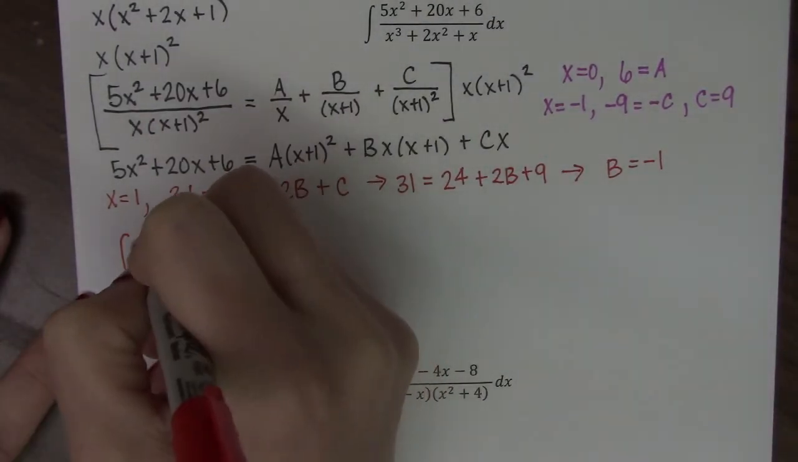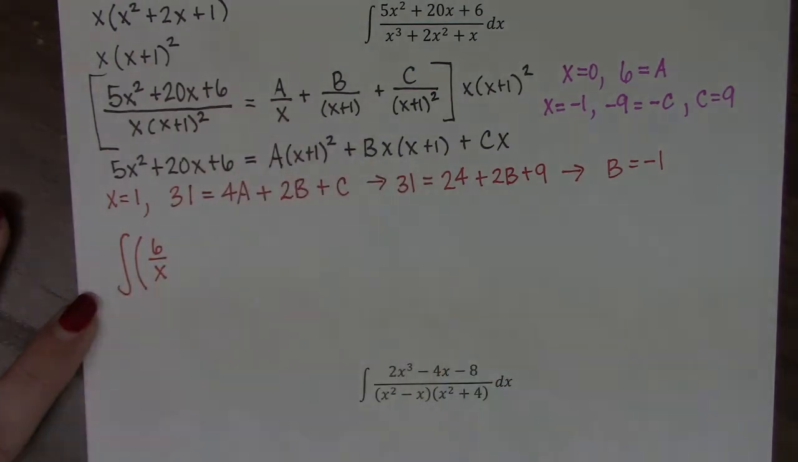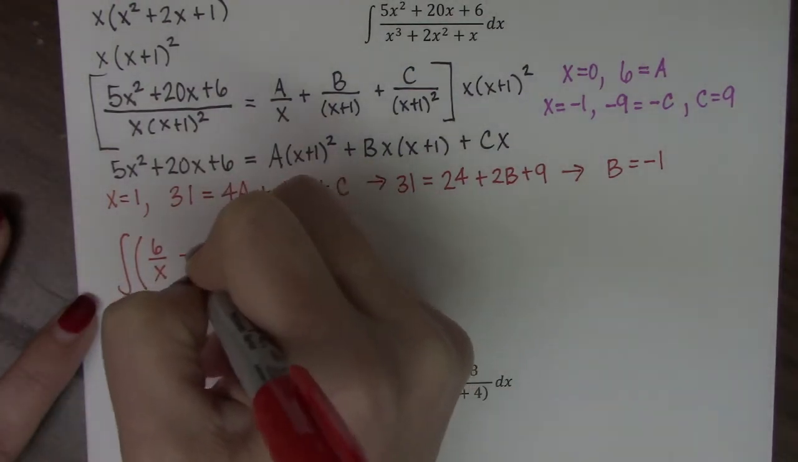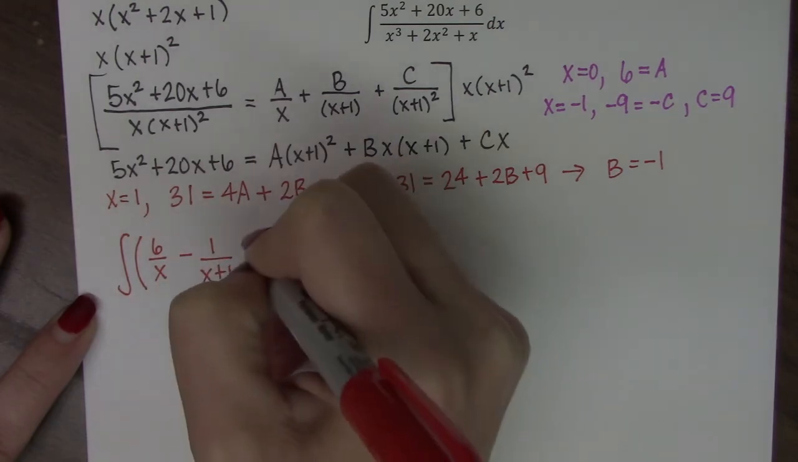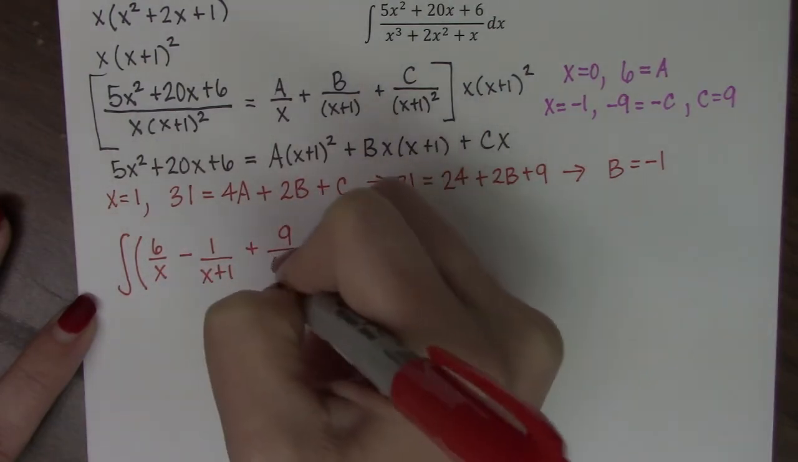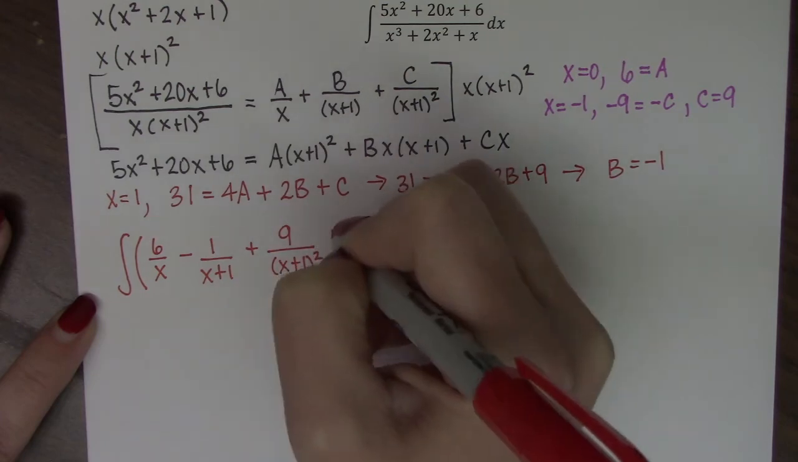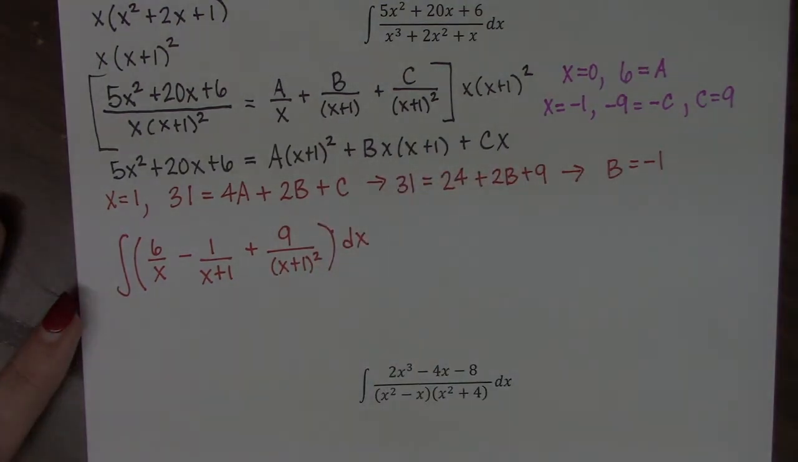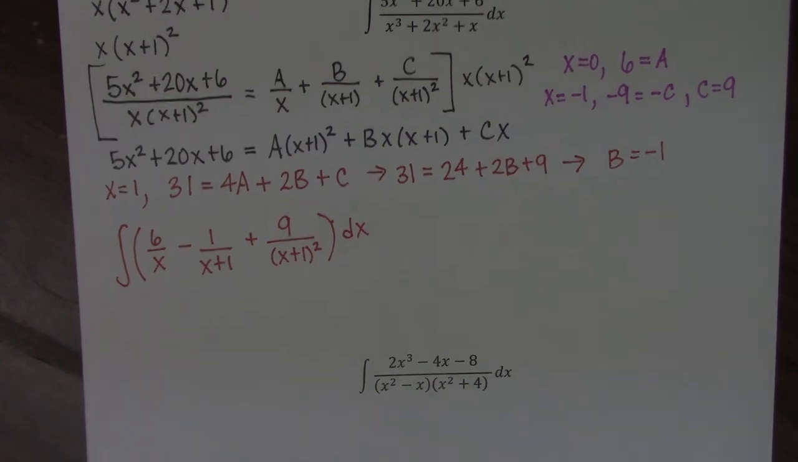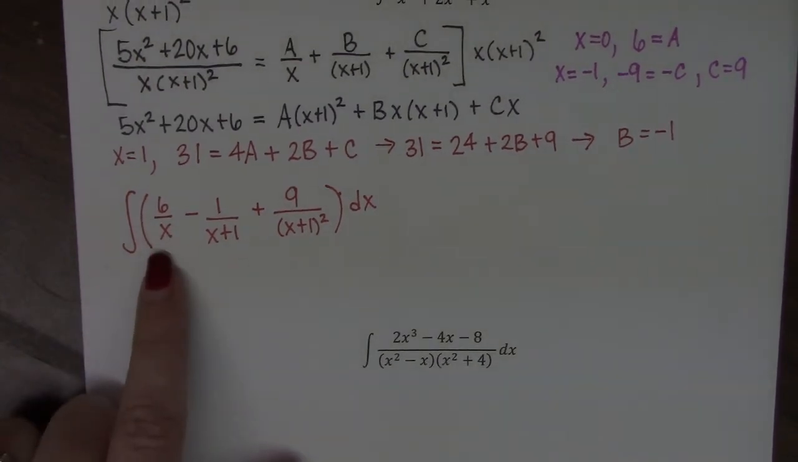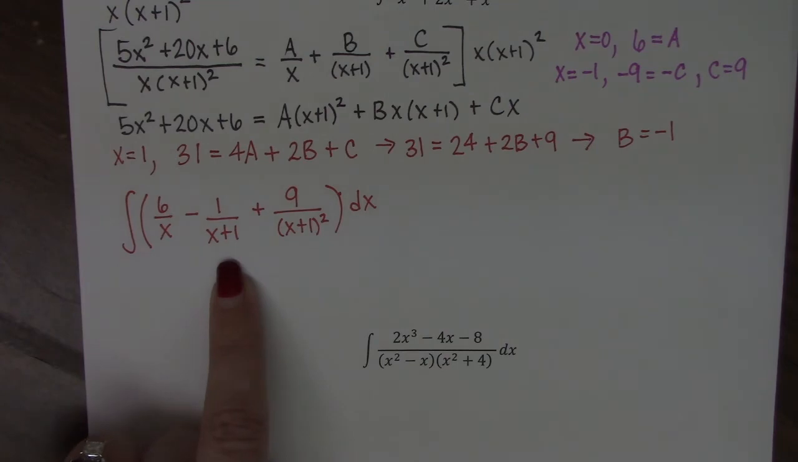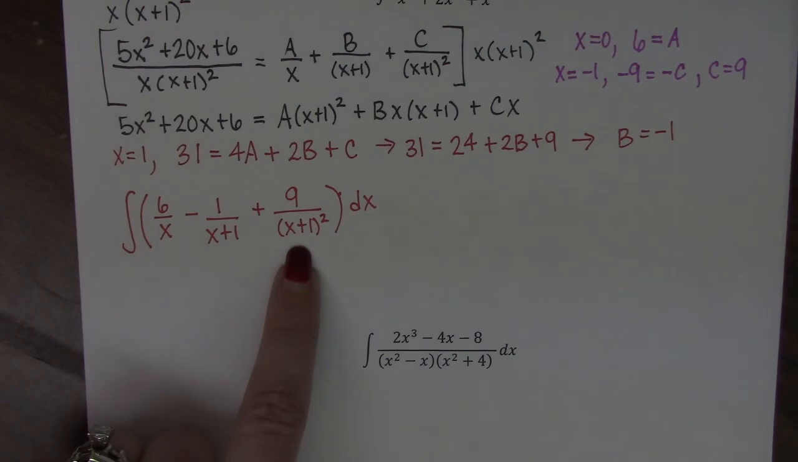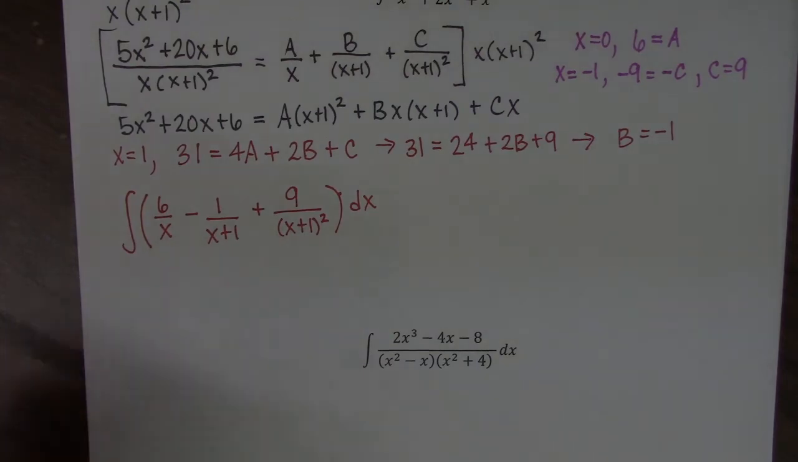my integral is now 6 over x minus 1 over (x + 1) plus 9 over (x + 1) squared. This can all be integrated pretty much directly. So we know the antiderivative of 1 over x. The antiderivative of 1 over (x + 1) is easy because this dx is just 1. And here we can actually do a u substitution where u is x plus 1. Our du is still 1. So you're really just integrating 1 over u squared.